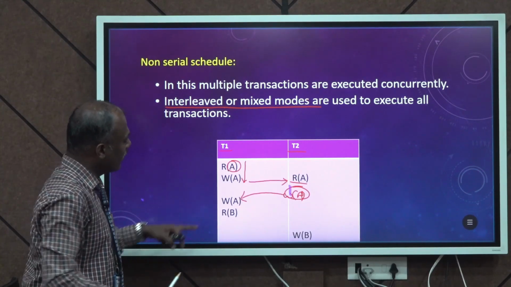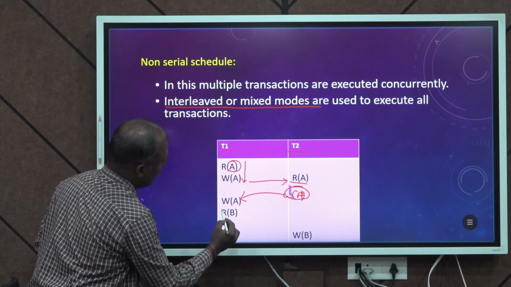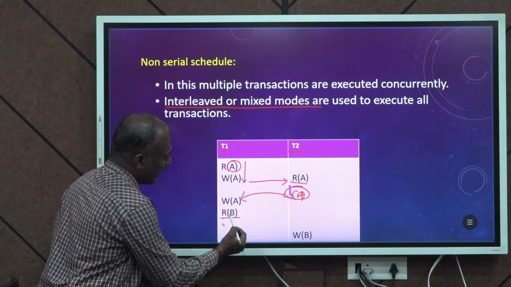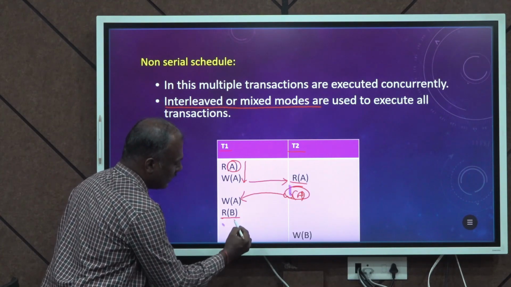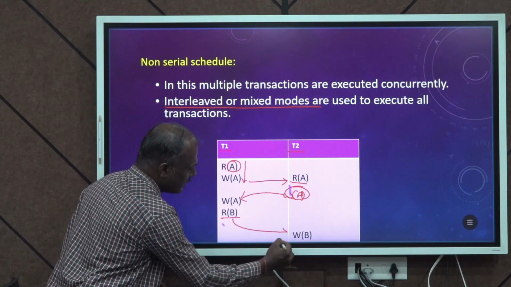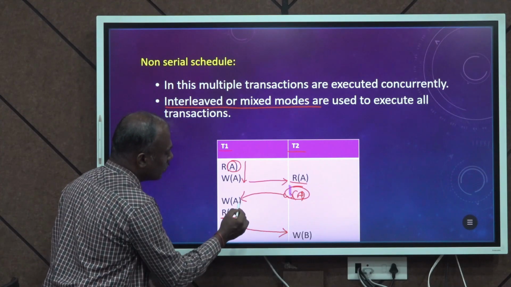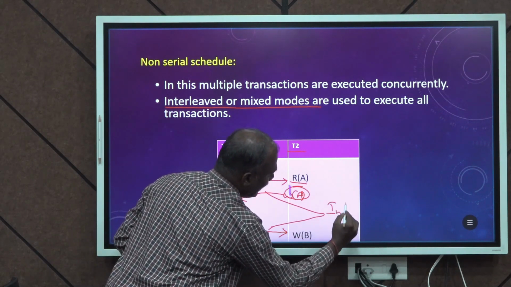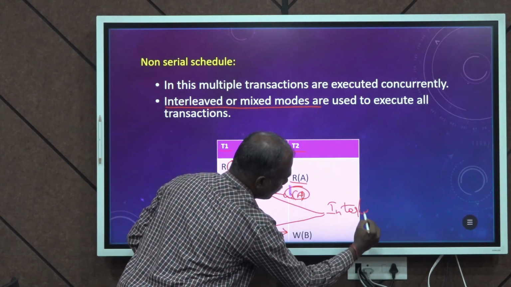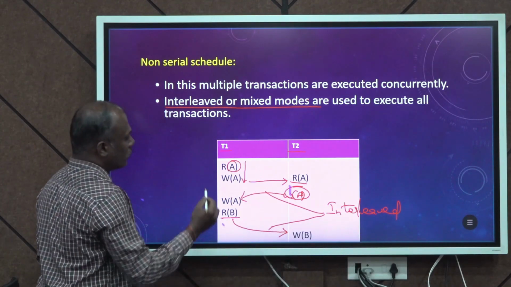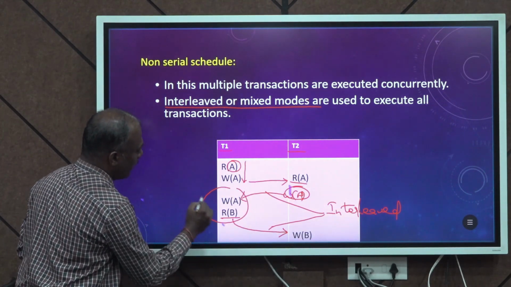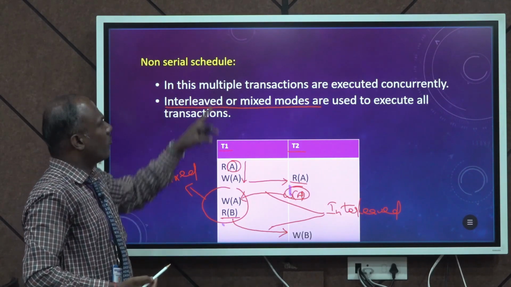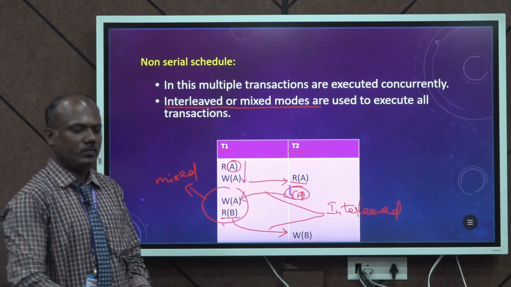At the same time, in the transaction T1, R of B is mentioned, but the write of B is not mentioned there. That is mentioned in the transaction T2. So that is called interleaved. These two operations are mentioned here, interleaved. This is called mixed mode. So these operations are followed by a non-serial schedule.